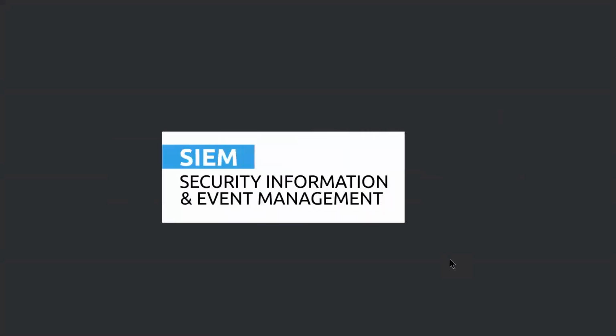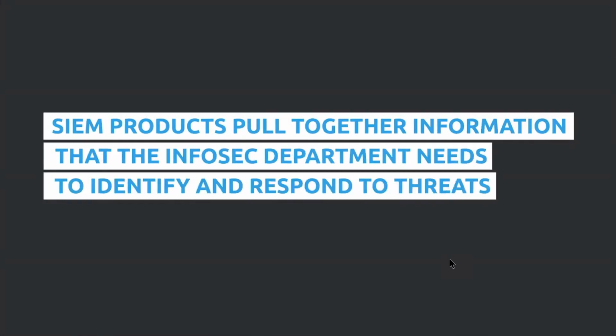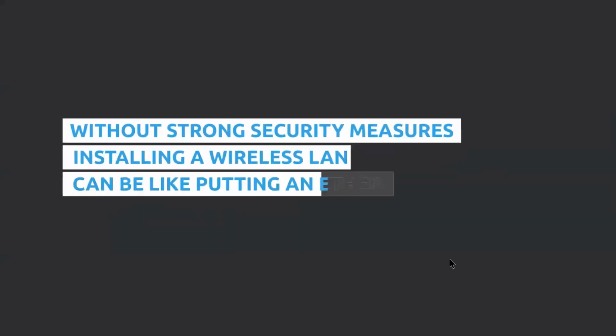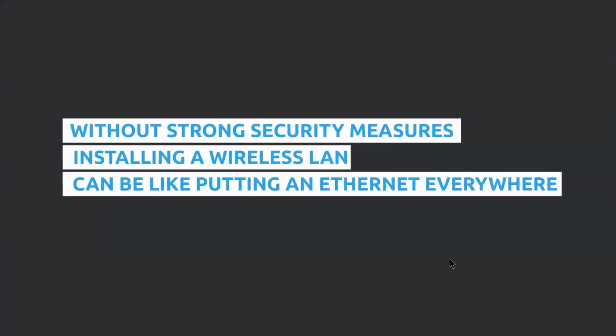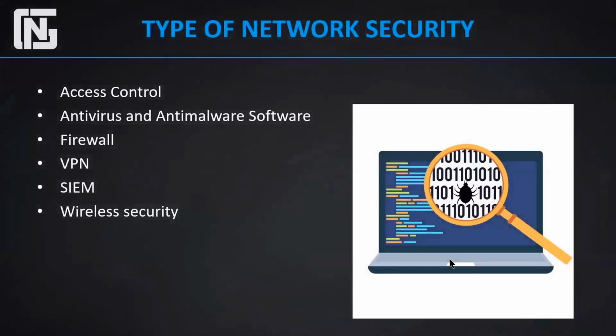SIEM stands for security information and event management. SIEM products pull together the information that the InfoSec department needs to identify and respond to threats. These devices come in various forms, including physical or virtual appliances. And wireless security. Wireless networks are not as secure as wired ones, and without strong security measures, installing a wireless LAN can be like putting an Ethernet port everywhere. So it's crucial to select the right encryption and authentication type when deploying wireless within the organization.